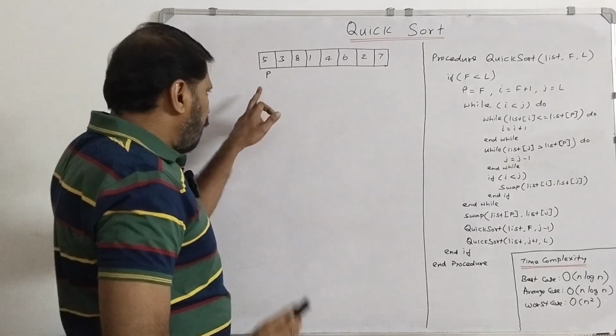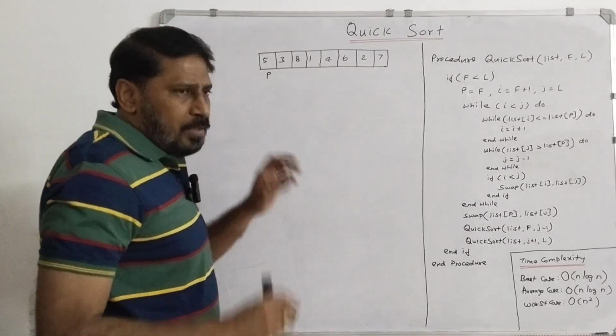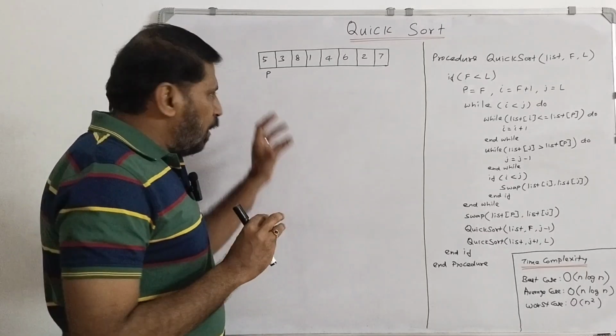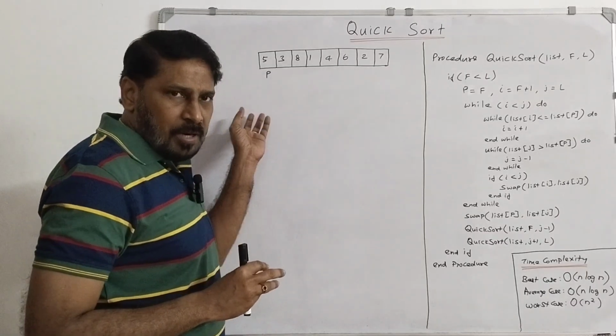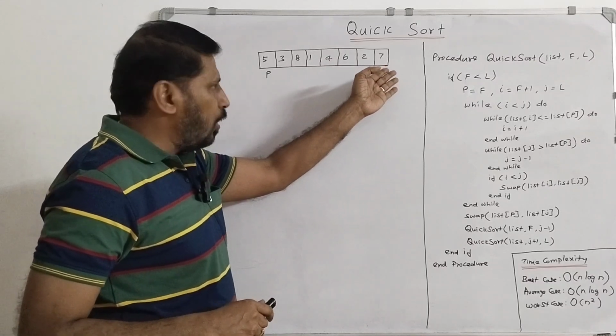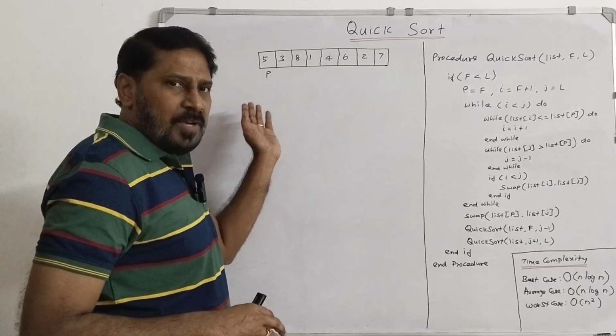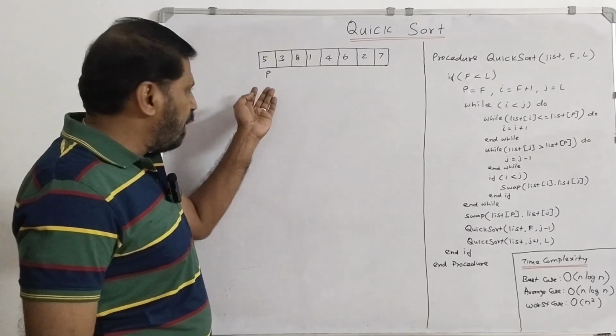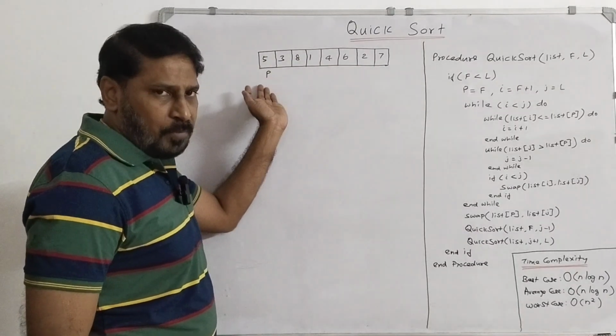So what do we mean by pivot? Whenever we are sorting the array, we select any number as a pivot element. In some cases, somebody takes the last number as the pivot element. Any number can be chosen as the pivot element. So in our method, I am selecting the first number as the pivot element.